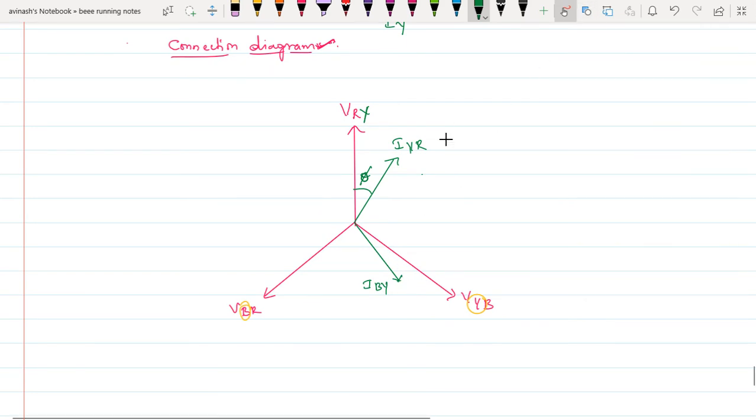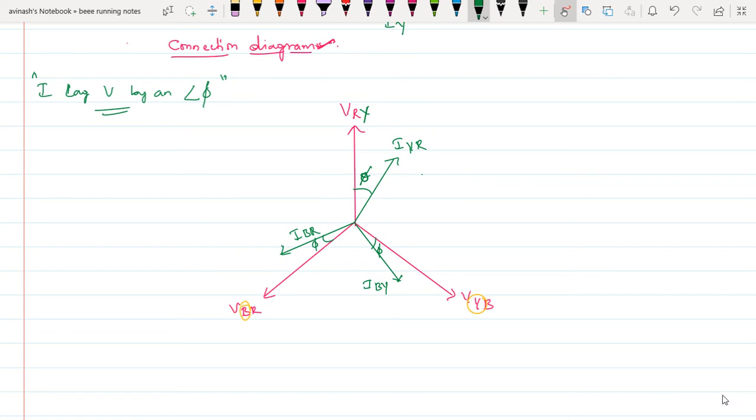Also, draw another line which is lagging the voltage. This is the current IBR. The angle here is always phi. Always remember, I lags V by an angle of phi. You have to remember this point very carefully.